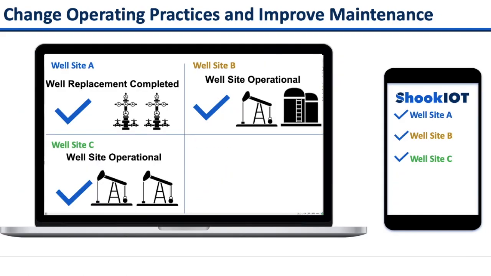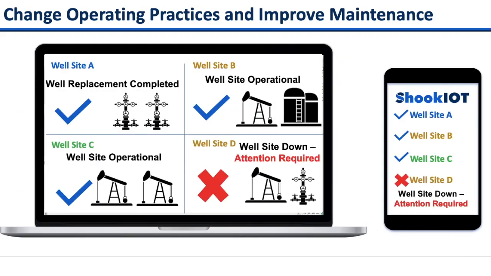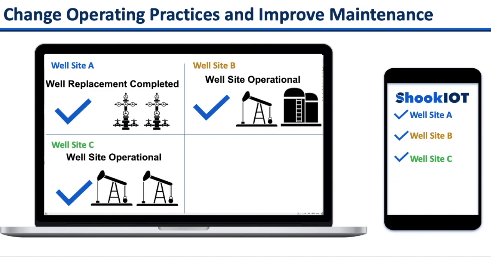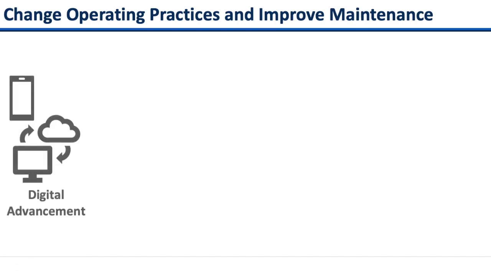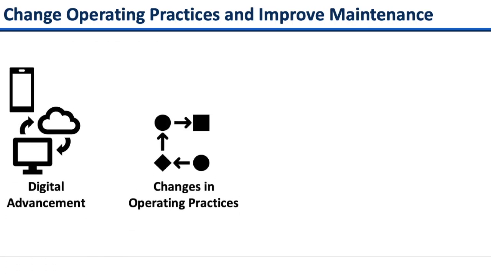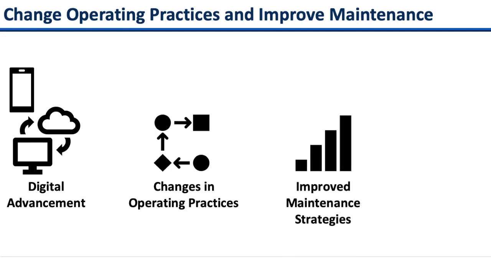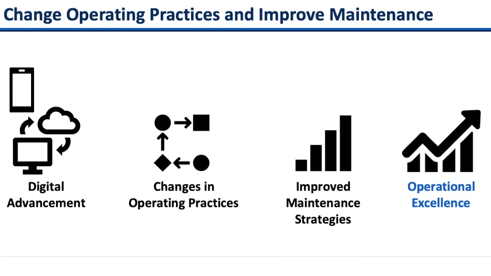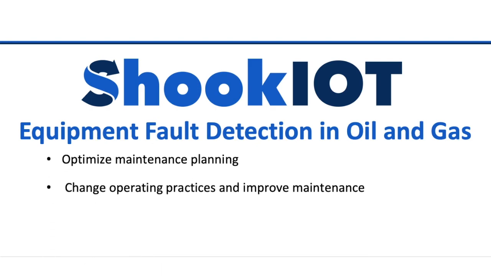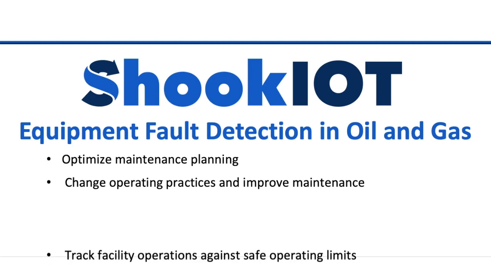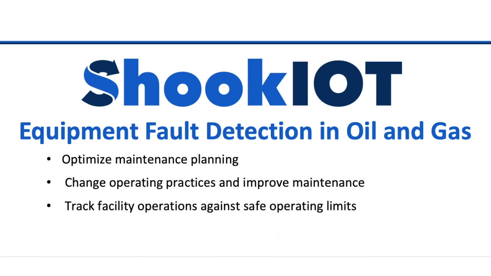Remote monitoring based on real-time data then allows operators to make on-the-go decisions about site shutdowns, equipment faults, and equipment replacements. Digital advancements and changes to operating practices and improved maintenance strategies help to achieve operational excellence. There are many opportunities for equipment fault detection in the oil and gas industry. It can be used to optimize maintenance planning, change operating practices and improve maintenance, track facility operations against safe operating limits, and understand failure precursors.